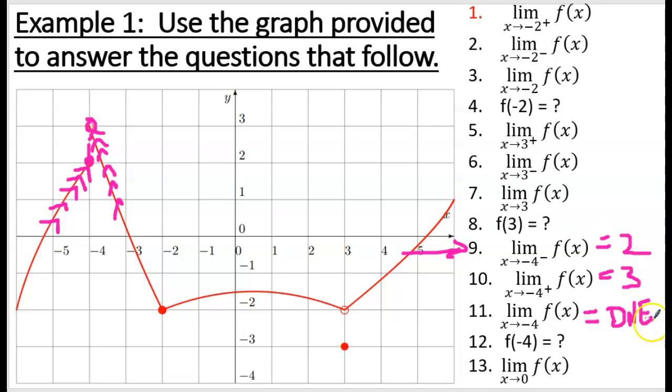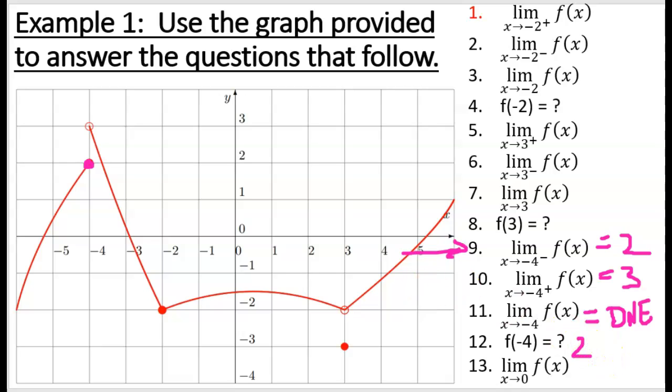Because the limit from the left and right were not the same. Now here's the next question. What is f of negative 4? In other words, we're not asking what y is approaching. We're asking what y actually equals when x equals negative 4? Well, the closed dot is the one that we use for that. That's where the actual y value is. So the y value is actually 2.